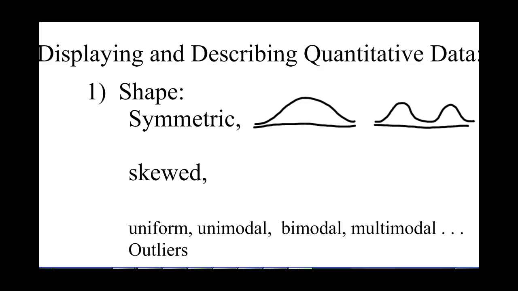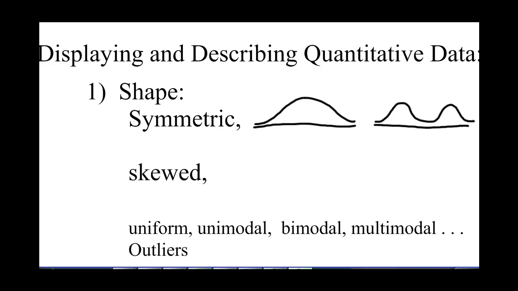In Chapter 4, you are introduced to quantitative data and the type of displays that you can use in describing the data. So you should be familiar with the histogram, the dot plot, and the stem and leaf plot. You are also told how to describe the data.